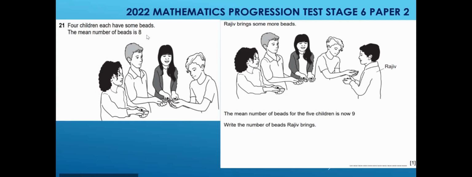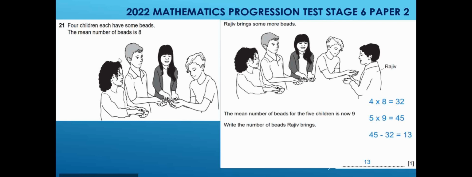Question 21. 4 children each have some beads. The mean number of beads is 8. Rajiv brings some more beads. Here we go, Rajiv. The mean number of beads for the 5 children now is 9. Write the number of beads Rajiv brings. 10 seconds. 10, 9, 8, 7, 6, 5, 4, 3, 2, 1. Alright, let's reveal the answer. It's 13. How does it work?